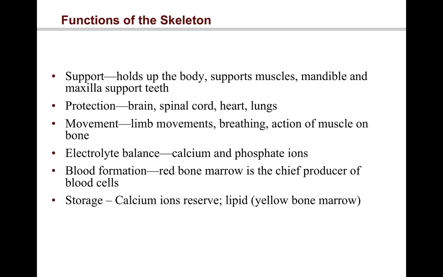Then comes one of the most important ones, blood formation. Red blood cells, RBC, white blood cells, WBC, and other blood elements are all produced in the red bone marrow, which fills the internal cavities of many bones. These blood cells formed in the bones are the source, or the originating point, of blood cells in our body.